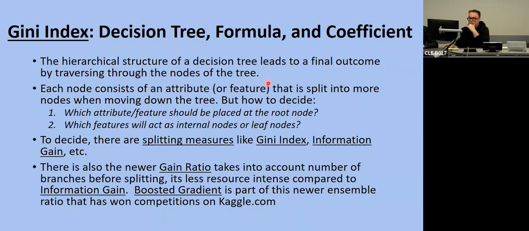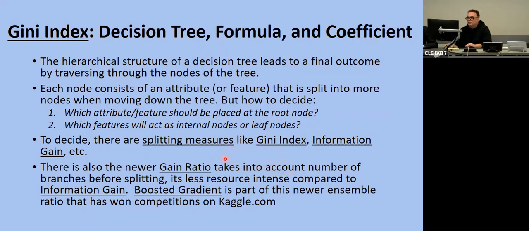Gini index. The hierarchical structure of a decision tree leads to a final outcome by traversing through the nodes of the tree. Each node consists of an attribute. Which attribute should be placed at the root node? Again, that's something we need to figure out. Which feature will act as internal nodes or leaves? We need to figure that out. And then to decide, we have our splitting measures.